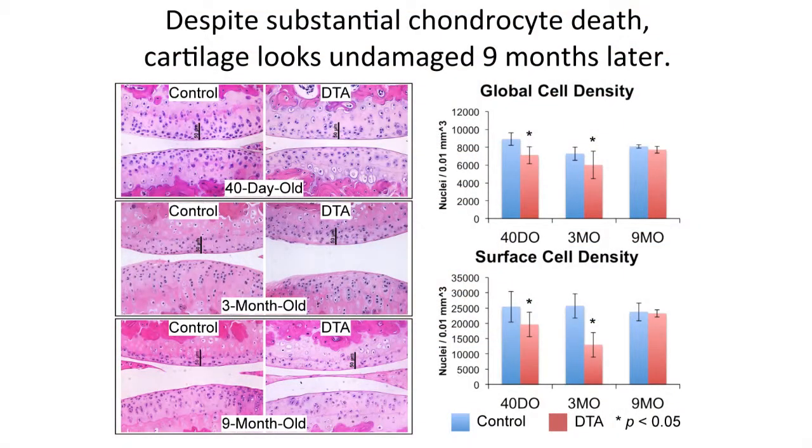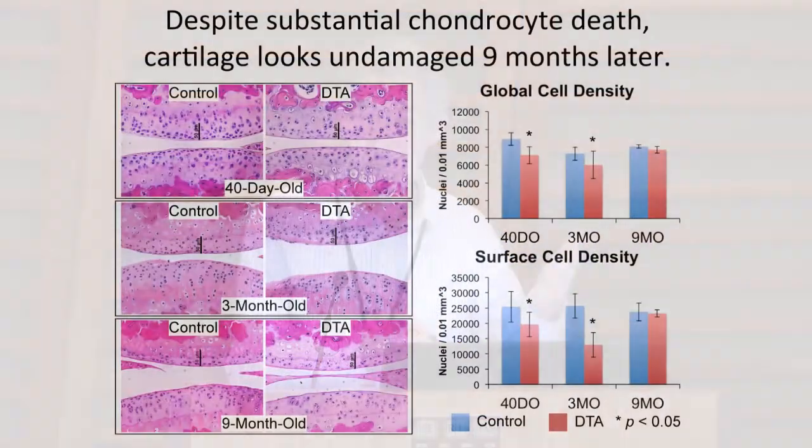Here is control and diphtheria toxin shown in cross-section. The blue cells are the nuclei. Again, the bone is down here at the bottom. You can see there's fewer chondrocytes in this one section compared to control. But look, even 9 months later, the surface of the cartilage looks pretty darn smooth. Again, there's a little bit of meniscus crossing it in between here, but there's no roughening, there's no protein deposition. And in fact, if you count chondrocyte numbers using the confocal microscope, 9 months after you've killed 50% of the cells, the cell number comes back to normal.